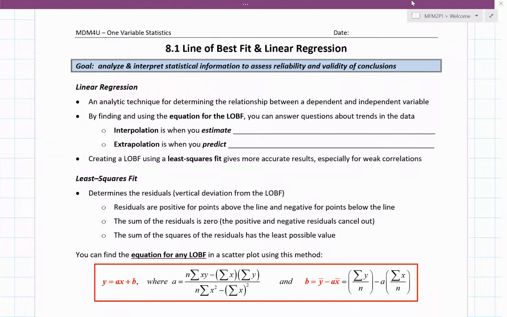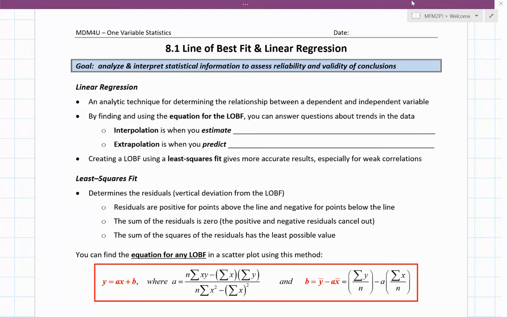You remember lines of best fit? We did these back in grade 9 when we had scatter plots. And you remember plotting scatter plots, points on a graph or on a plot, and you drew a line that kind of best fit all the data points. So we're going to come back to that idea. And this is called linear regression.